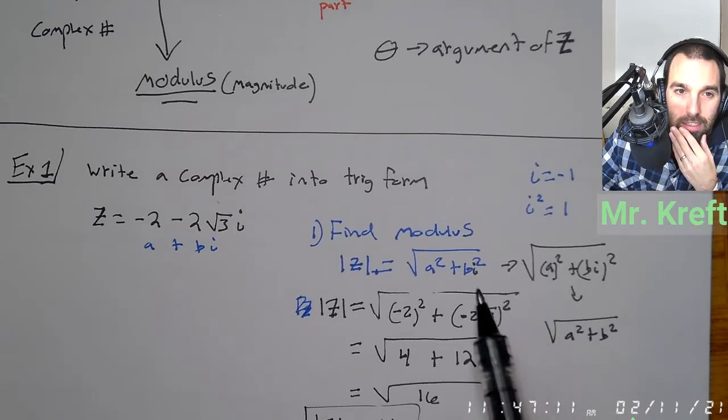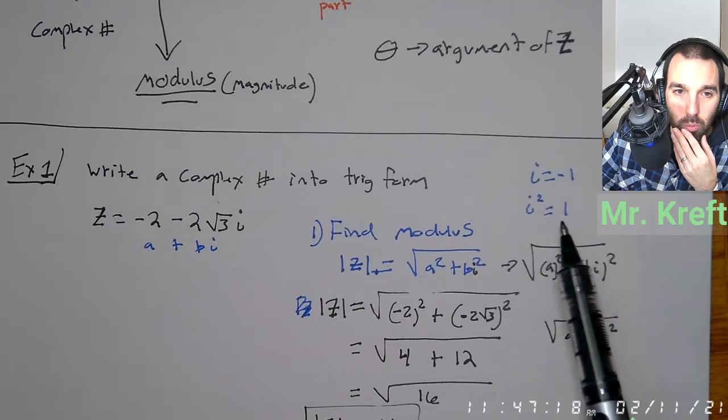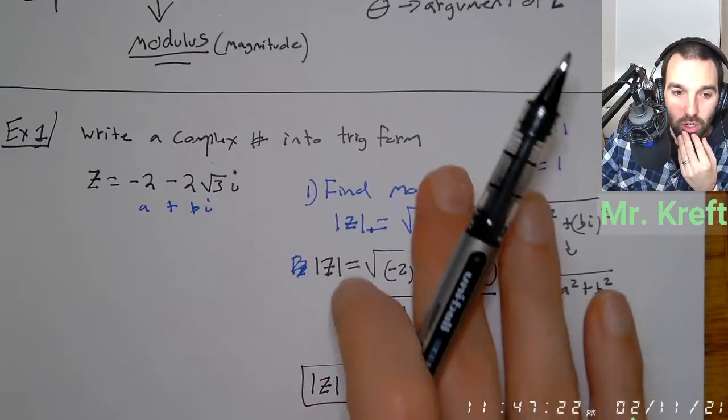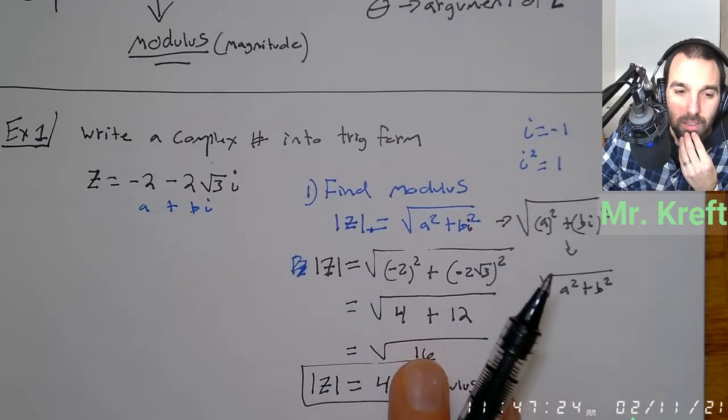So again, the reason why we don't have an i in here is because when I go bi squared, i squared becomes 1, so it's just b squared. So there's no i, this is all real.